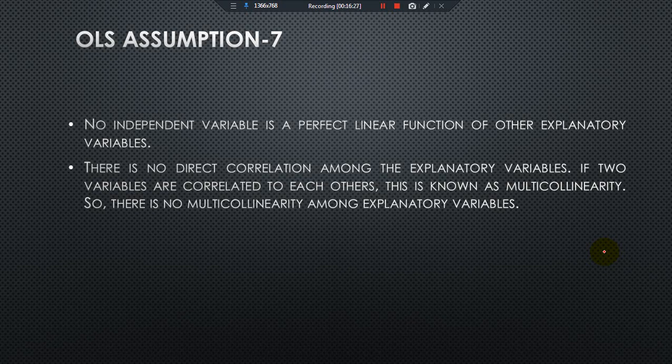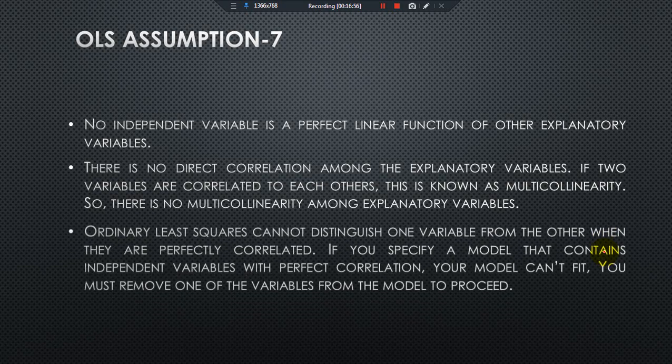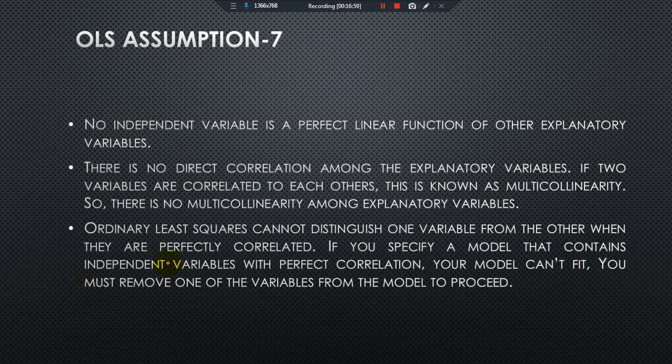If you specify a model that contains independent variables with perfect correlation, your statistical software cannot fit your model, and it will display an error if you have perfect multicollinearity, and it cannot run your regression, especially when we are talking about EViews. So you have to remove one of the variables which creates multicollinearity among the selected variables. So keep in mind that you cannot afford multicollinearity for applying OLS.